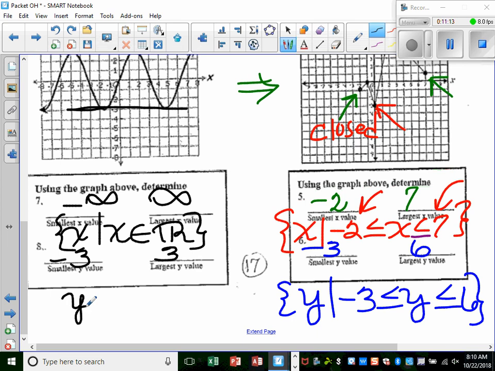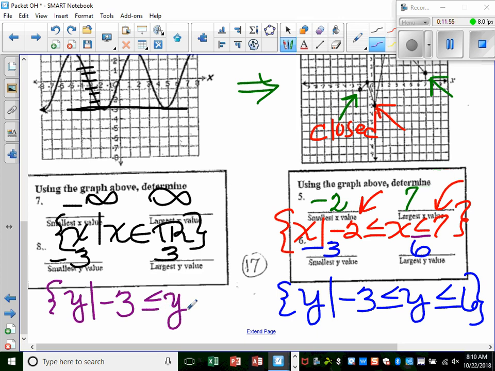So we're just going to say y such that, and we really could write this two different ways. We could really say y such that y equals 3 and y equals -3. Okay. However, there are some y's in between here as well. Okay. So let's be a little bit more exact and say y such that -3 is less than or equal.